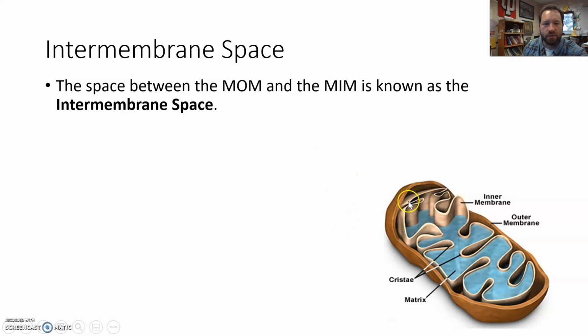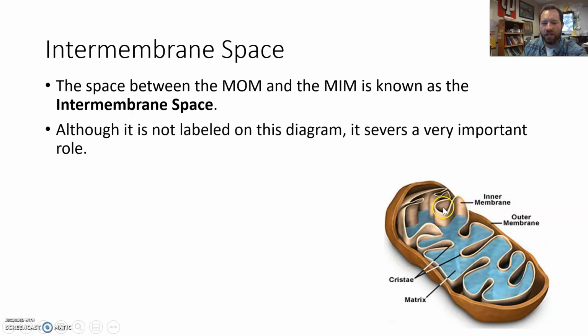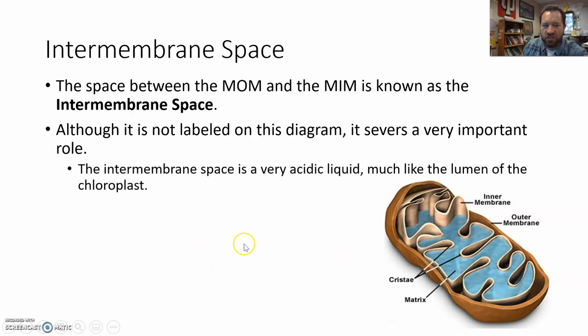There is a space between the MOM and the MIM, the inner membrane and the outer membrane, and that's called the inner membrane space. It's not labeled here on this particular picture of a mitochondria, but it is very important. Just like the lumen in the chloroplast, the inner membrane space, that space between the two membranes, has a very acidic liquid in it.